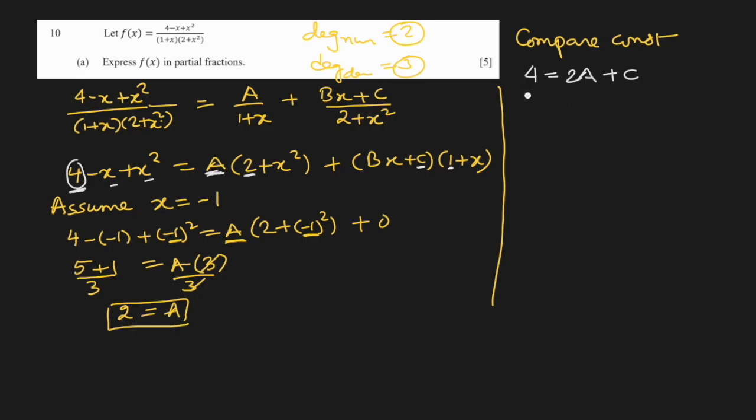A's value we already know. 4 equals 2 times 2 plus c. So 4 and 4 cancel. c is actually 0.